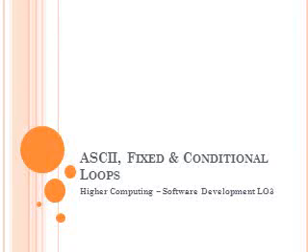It's the third lesson of the Software Development Learning Outcome 3 unit, ASCII and fixed and conditional loops. So this is the two functions adding on to the 6 from the previous lesson, and this is Friday the 13th of January 2020. There's two functions which are concerned with ASCII conversion from number to character and vice versa.